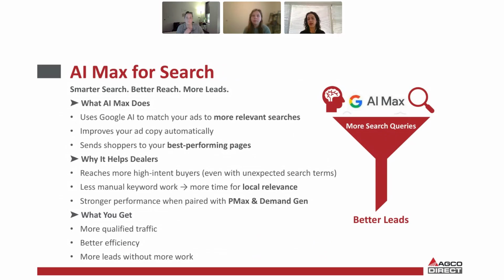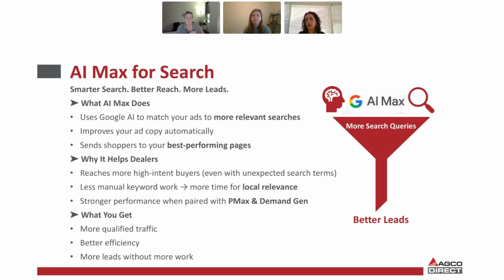It's going to expand your keywords and your search queries to include, and kind of guess, what people might be saying in full sentences. So it uses Google AI to match your ads to more relevant searches. It improves your ad copy automatically. We can choose to turn that off or on.